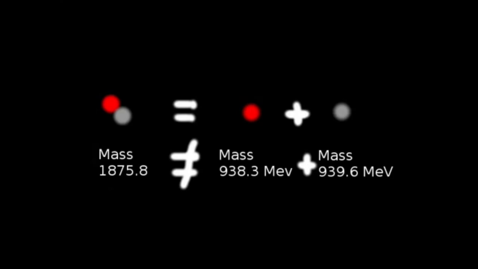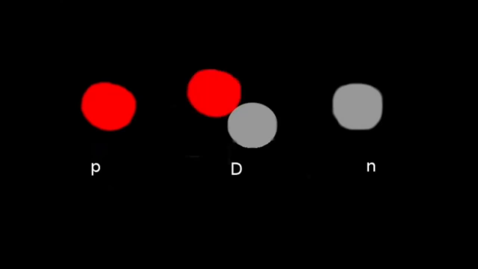1875.8. Why is deuterium lighter? 2.1 mega electron volts is quite a substantial amount. Like I said, an electron has mass 0.511 mega electron volts. The reason deuterium is lighter than the sum of its parts is that when a neutron and proton bind together to form a deuterium, it loses some mass. But what do I mean by loss of mass? Remember that mass and energy are equivalent. So what I'm actually saying is a loss of energy.